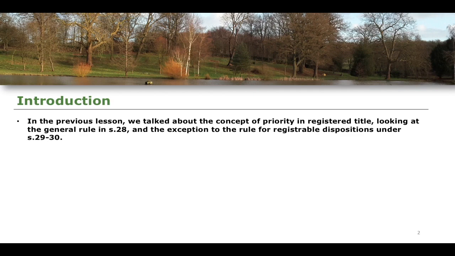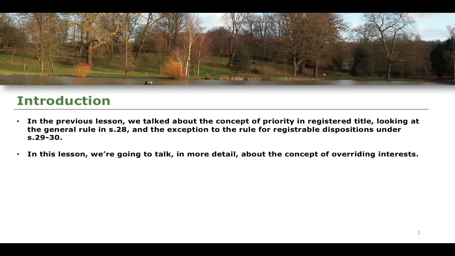So the previous lesson talked about the concept of priority as it relates to registered title, talking about, like I said, the general rule in section 28, which is that when there is a registrable disposition, like for example the conveyance of property, there is no effect on priority. And then this is, of course, with the major exception of any of the rules that exist in sections 29 and 30. We focus most of our attention on section 29. In this lesson, we're going to talk about the concept of overriding interests, which are interests which may still bind a purchaser in a registrable conveyance, but that aren't represented, should I say, by the land register.